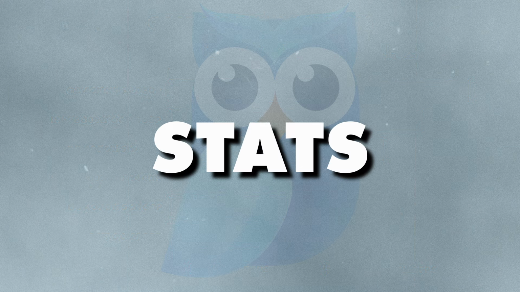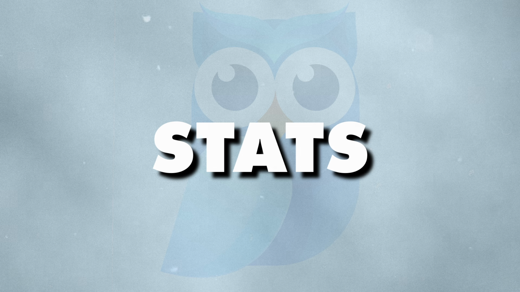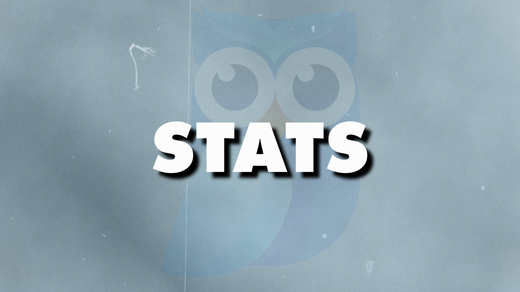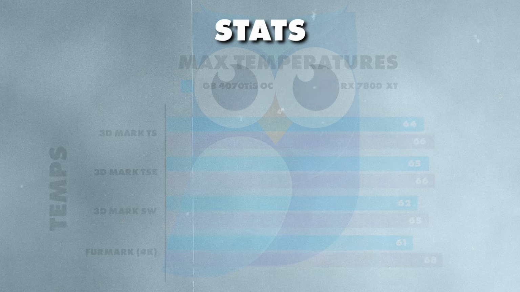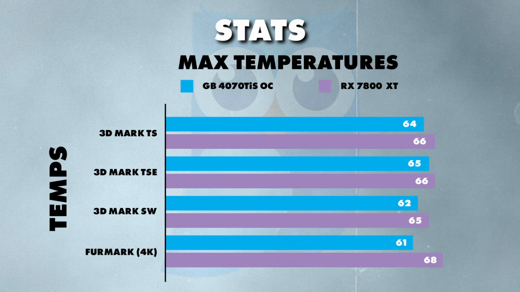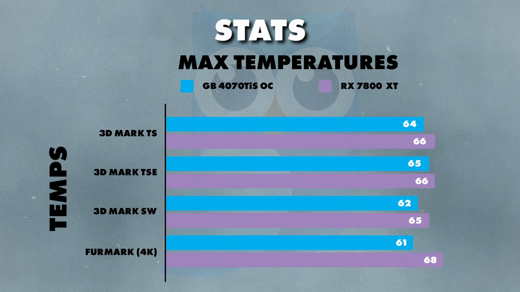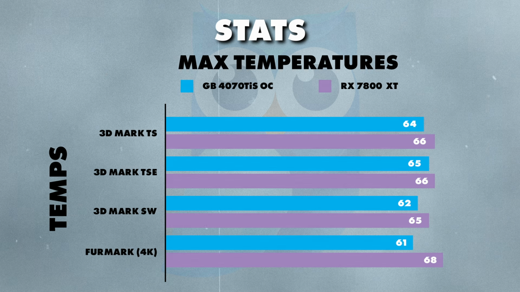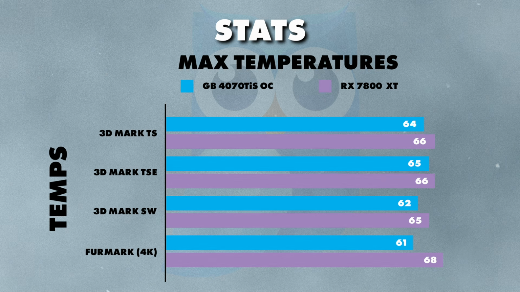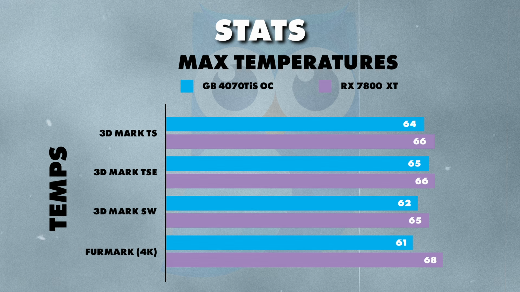Onto stats, and we're going to start off with max temperatures. The reason I use max temperatures is because we want to see how the cooling of the graphics card does at its highest point, or when it's being worked the hardest. Now we can see that it does phenomenally well. Well, both do, but we've got scores of 64, 65, 62, 61 under max strain on the 4070 Ti Super. The 7800 XT is a degree or two off of that.